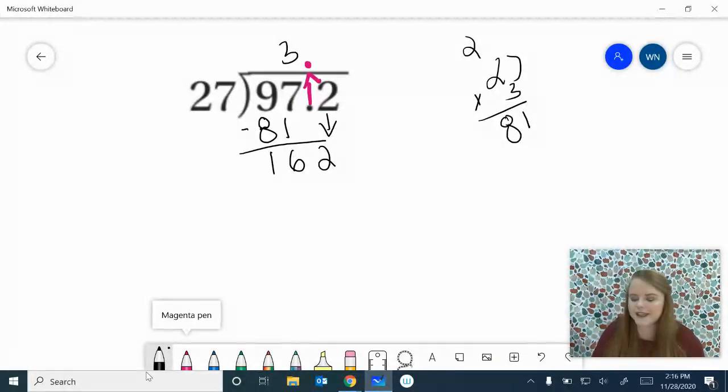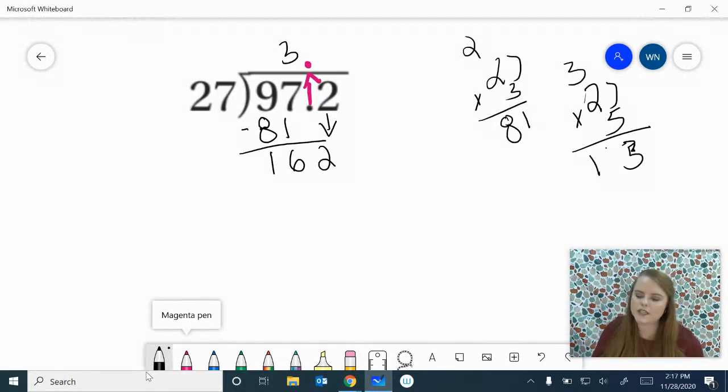Well, I think let's try 5 first. 27 times 5. 7 times 5 is 35. 2 times 5 is 10, 11, 12, 13, 135. I bet we can get closer to 162. So let's try 27 times 6. Remember, a lot of division is just multiplication. So if you don't have your multiplication facts down, this is going to be so hard.